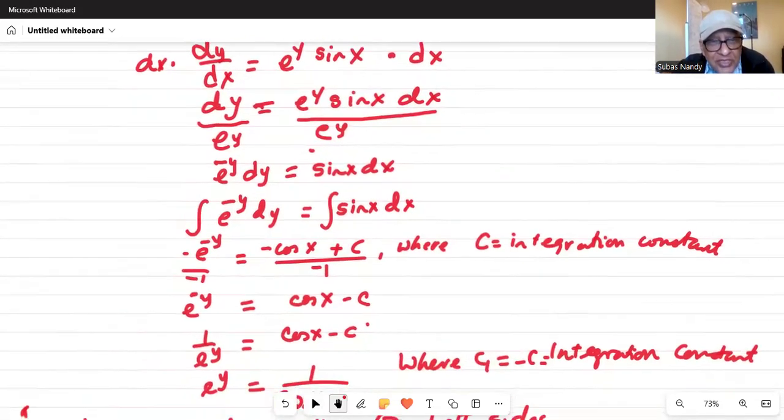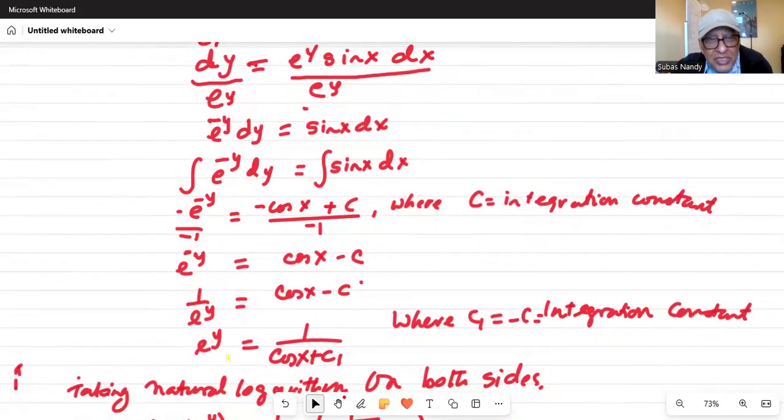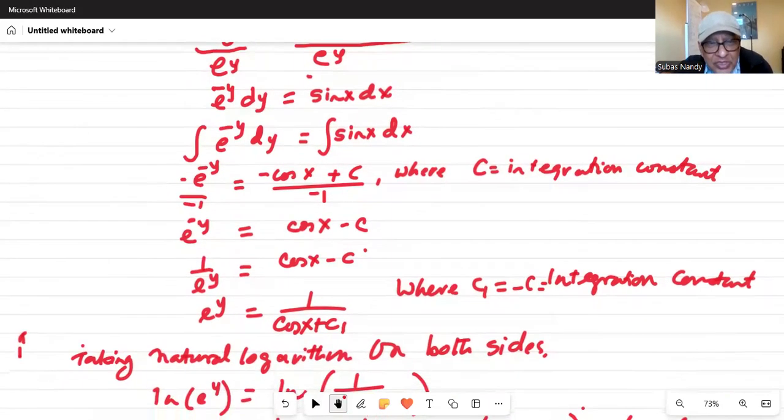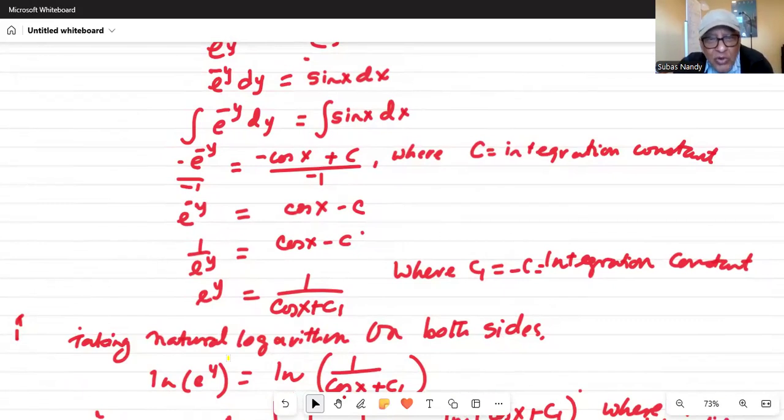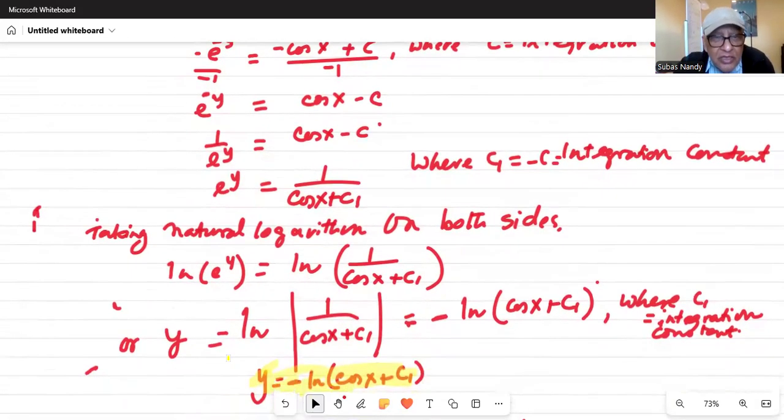is equal to sine x dx. Now you can integrate. On the left hand side, e to the power of minus y dy gives minus e to the power of minus y, and on the right hand side the integration gives minus cosine x plus c. Dividing by minus 1 on both sides, e to the power of minus y is equal to cosine x minus c, or e to the power of y is equal to 1 over cosine x plus c1, where c1 is equal to minus c, an integration constant.